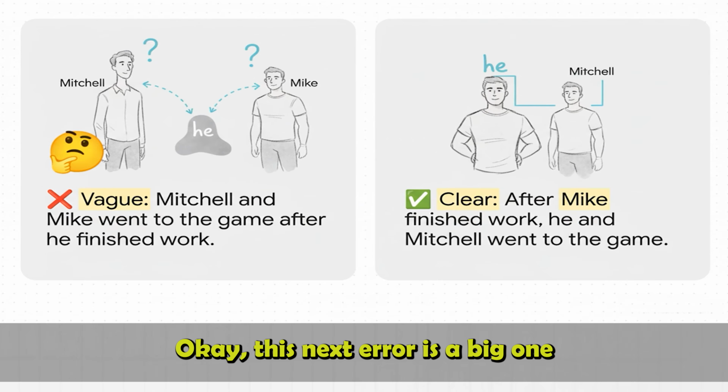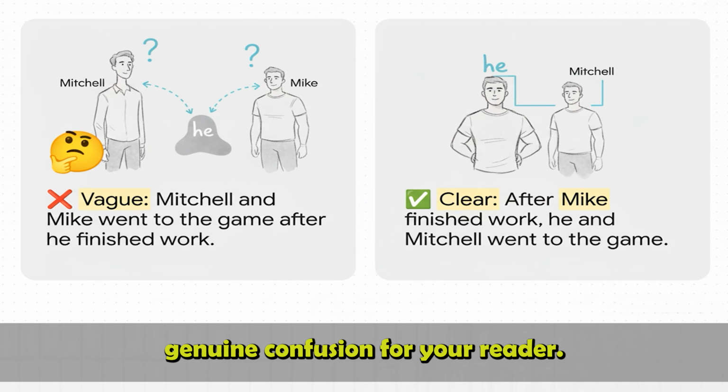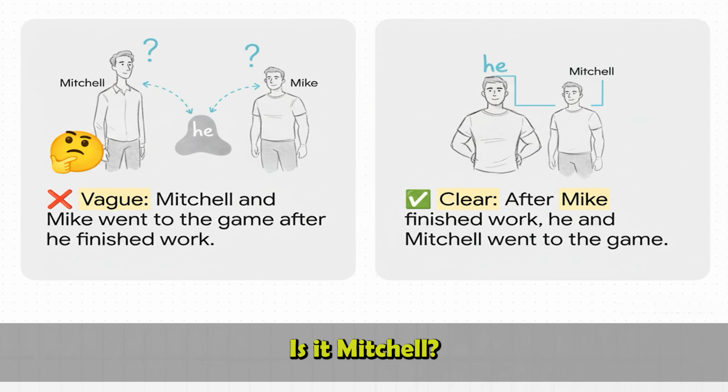Okay, this next error is a big one because it can create genuine confusion for your reader. It's the vague pronoun. Let's look at the sentence. Mitchell and Mike went to the game after he finished work. Now stop and think. Who is he? Is it Mitchell? Is it Mike? There's absolutely no way for the reader to know for sure. This ambiguity forces them to pause, to reread, to guess, and that completely breaks the flow of your writing.